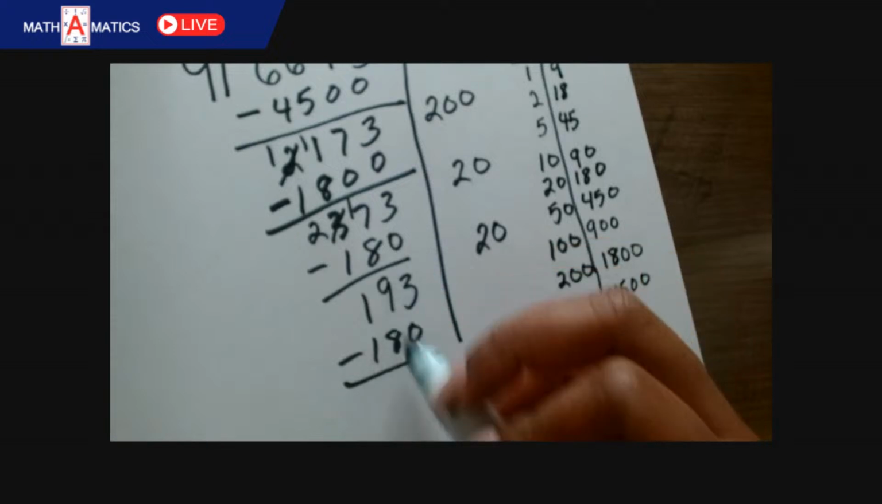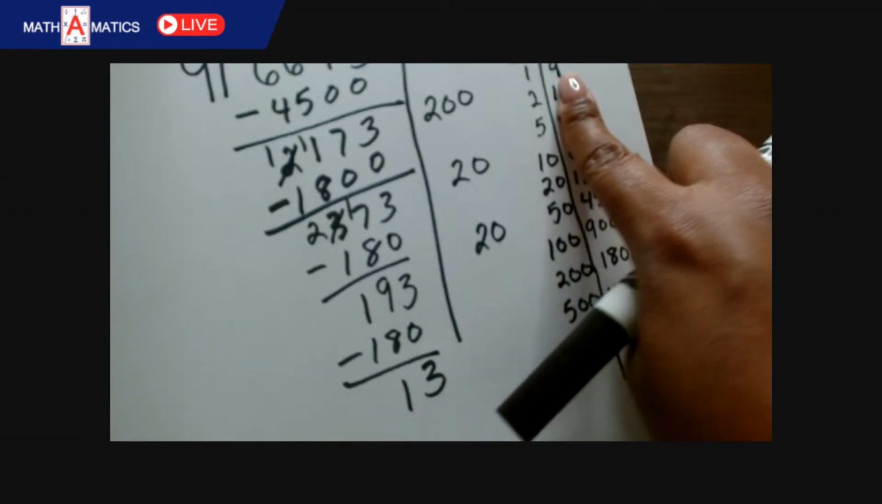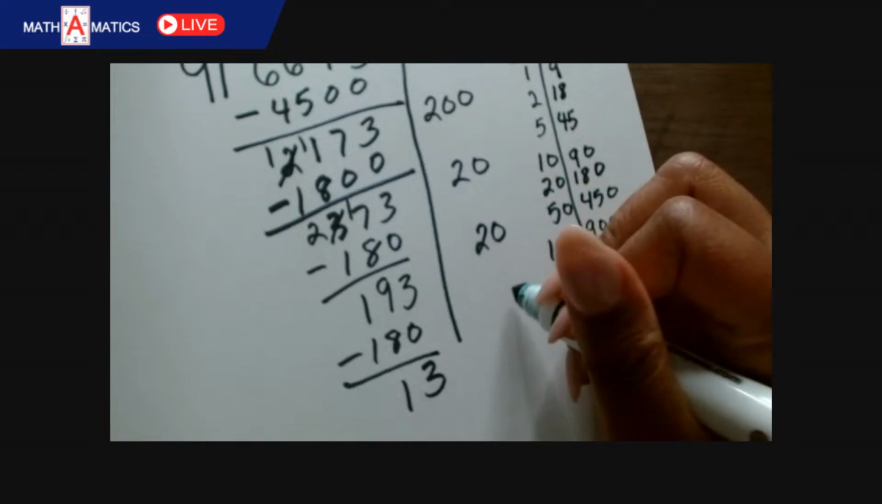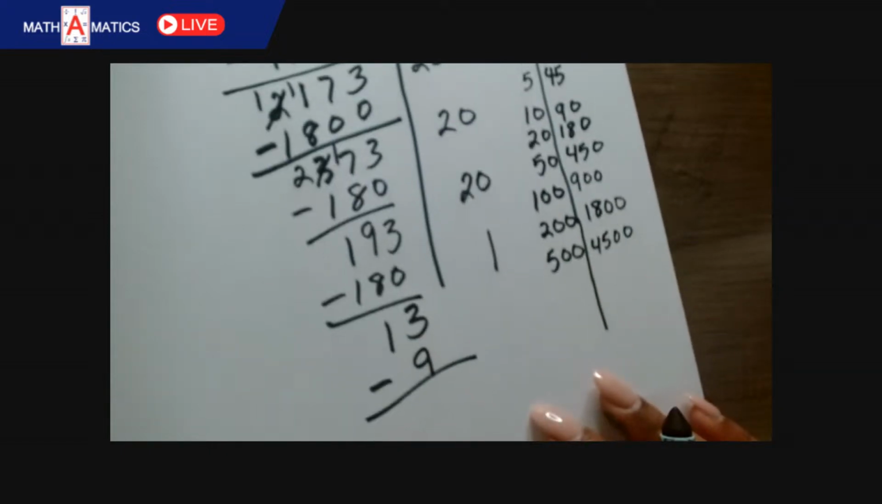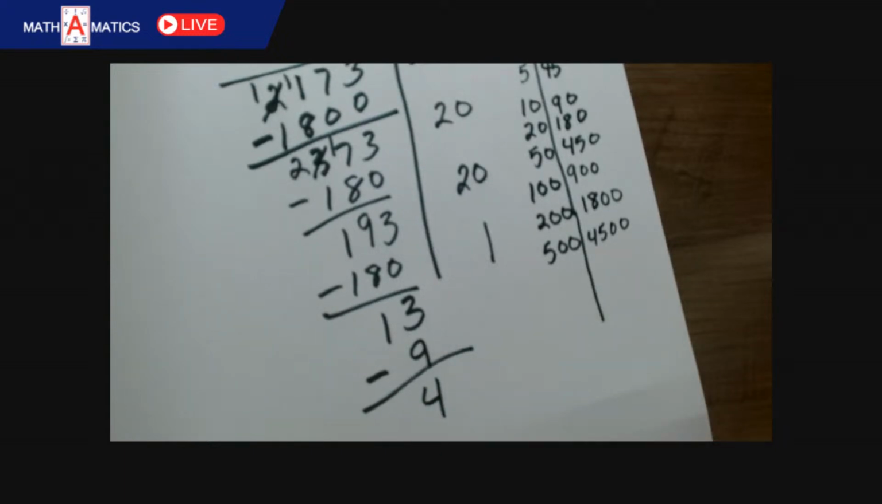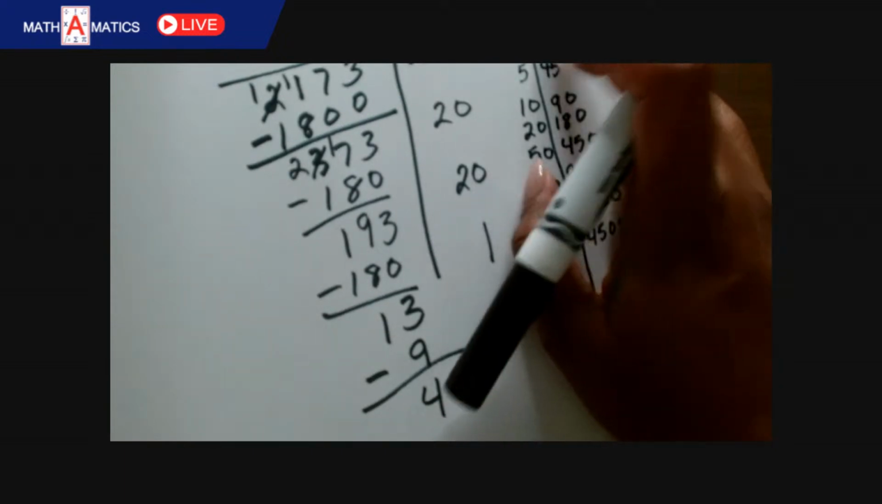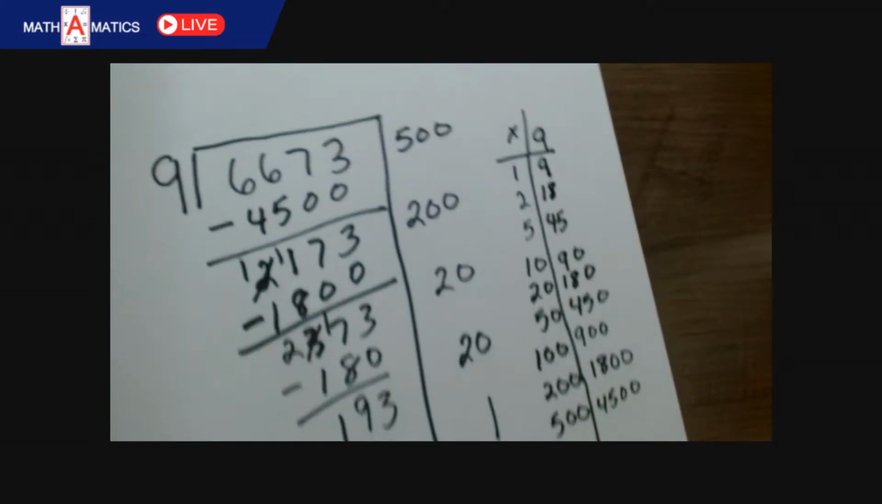So we have a 3 and we have 1. So we have 13. Well, this time we can keep going. Well, we know that goes 1 time. And we're going to subtract 9. And we know 13 minus 9 is 4. All right. So 4 is going to be our remainder because it is smaller than our 9. So there's nothing else we can do.